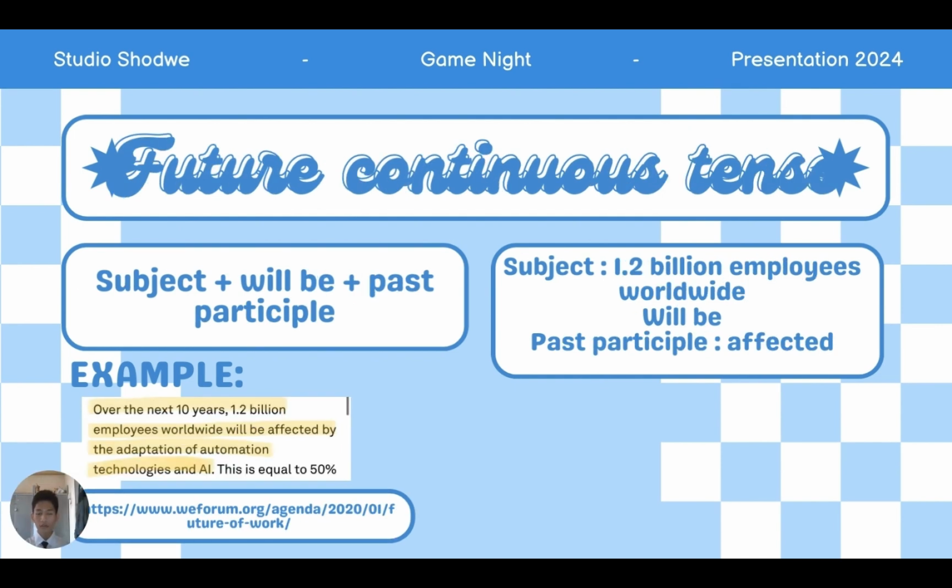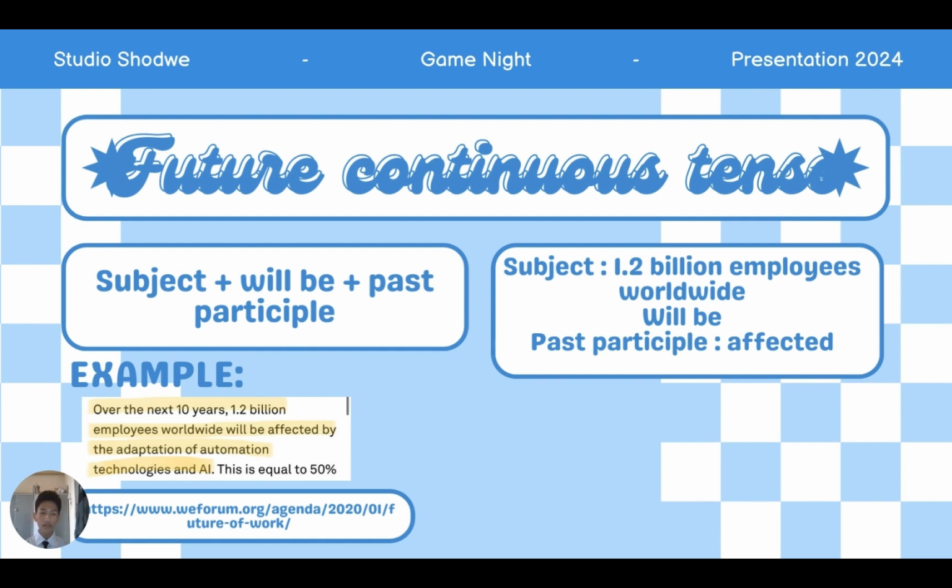Hello, my name is Aiman and I will be presenting future continuous tense, future perfect tense, and future perfect continuous tense. Firstly is the future continuous tense. The formula for future continuous tense is subject plus will be plus past participle. For example: over the next 10 years, 1.2 billion employees worldwide will be affected by adaptation of automation technologies and AI. The subject here is 1.2 billion employees worldwide plus will be, and the past participle is affected.